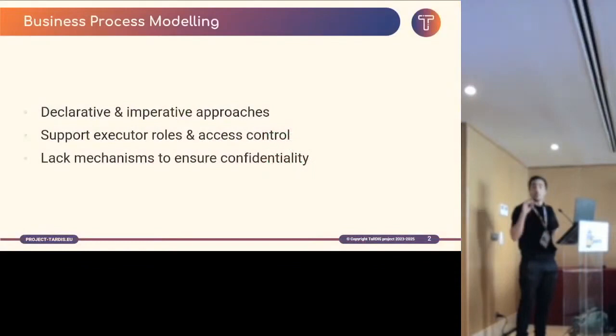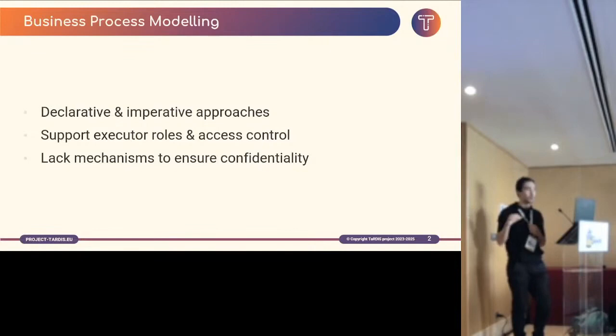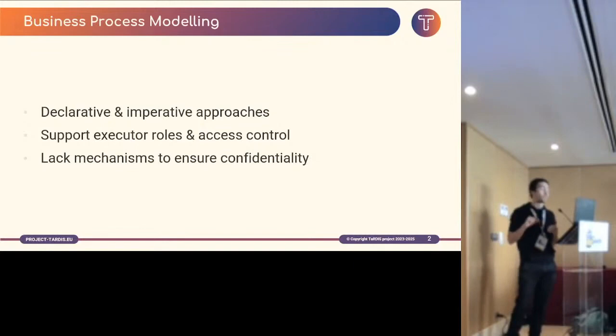Okay, so when modeling business processes, there are multiple approaches. There are declarative and imperative approaches. Most of them support some kind of security functionality, such as access control and executor role, so basically who can execute what. But most lack mechanisms to ensure data confidentiality.